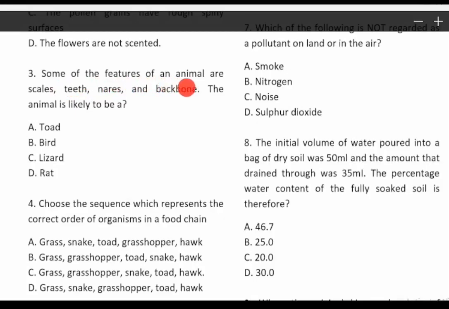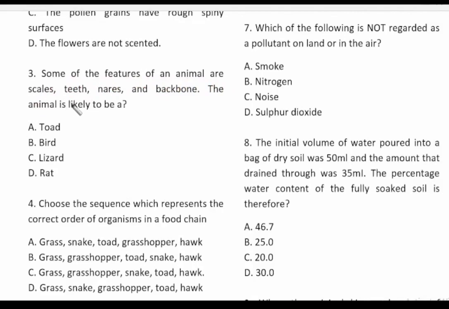So move to question 3. Some of the features of an animal are scales, teeth, nails, and backbone. The animal is likely to be A. Toad, B. Bird, C. Lizard, D. Rat. Which of these organisms here have all of these that we have listed here? Scales, teeth, nails, and backbone.